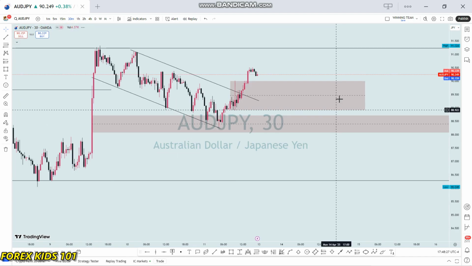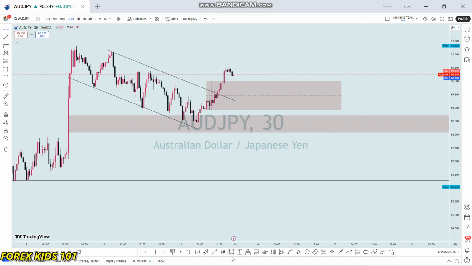So what I can do is go down to a smaller time frame, and I will be able to see that the area I'm going to be looking for is going to be this one here.